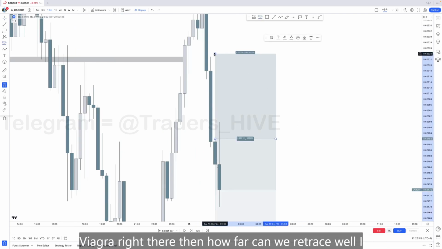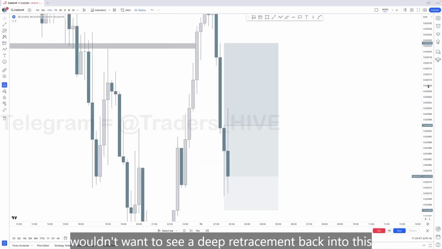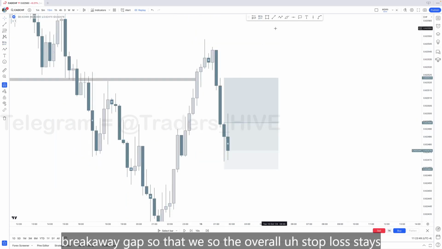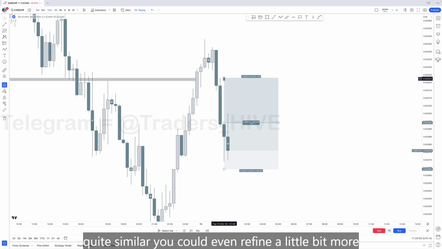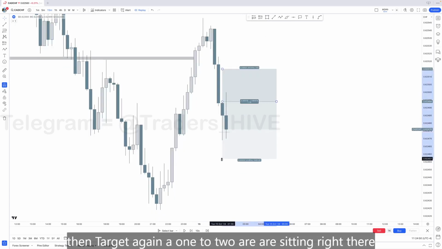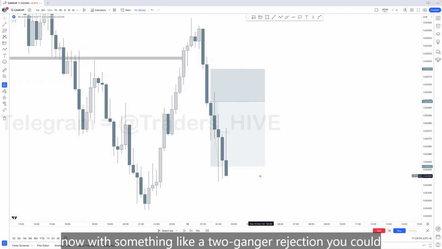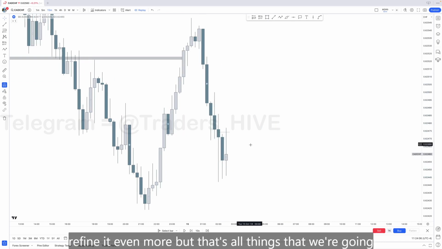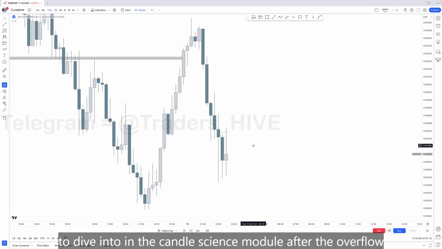Now again, how far can we retrace? Well, I wouldn't want to see a deep retracement back into this breakaway gap, so the overall stop loss stays quite similar. You could even refine a little bit more towards that high right there or that low of the candle. So then target again a 1 to 2 RR sitting right there. Now, with something like a 2-candle rejection, you could refine it even more. But those are all things that we're going to dive into in the candle science module after the order flow module as well.